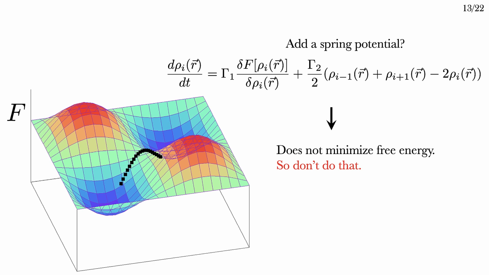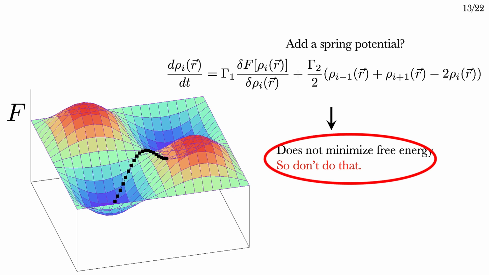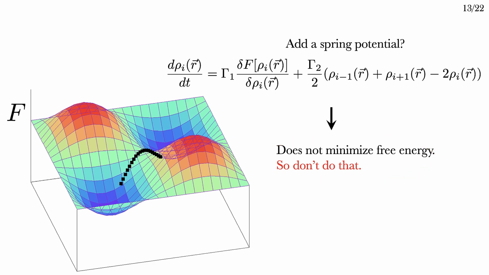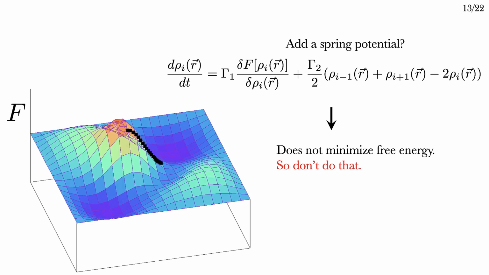If you read papers about the string method and you see a discussion of this approach, you'll probably see it derided and given as something that you should never use because it prevents the system from minimizing the free energy. It's not apparent in this simple case because the optimal path is a straight line in configuration space. If, however, we use a more complicated free energy landscape, the effect becomes apparent.